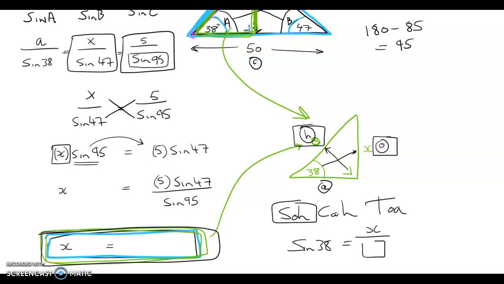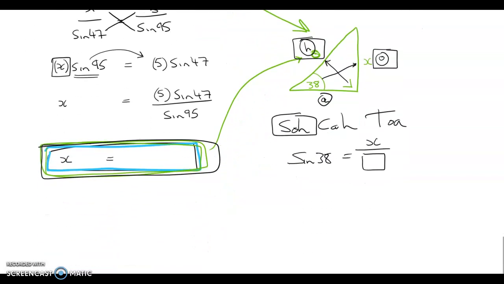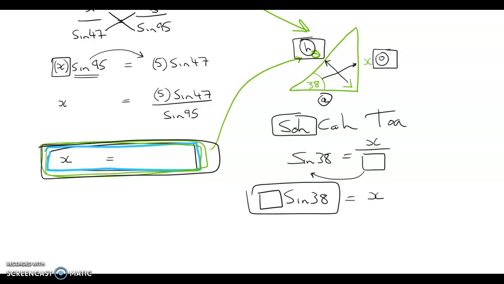You would have gotten that in the previous question. You can find it on the calculator. Then just get x on its own by bringing that over to multiply by the sine of 38. Type that into the calculator and you get your answer. Tricky.